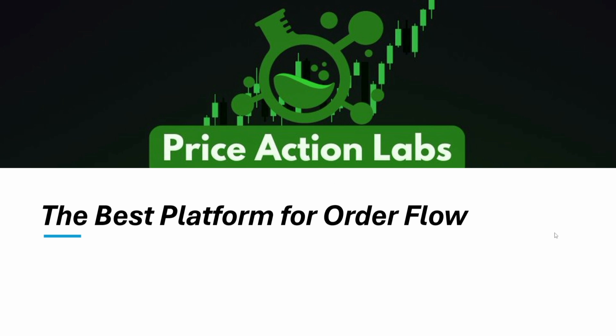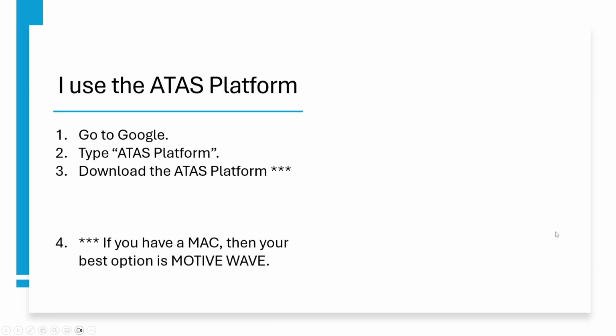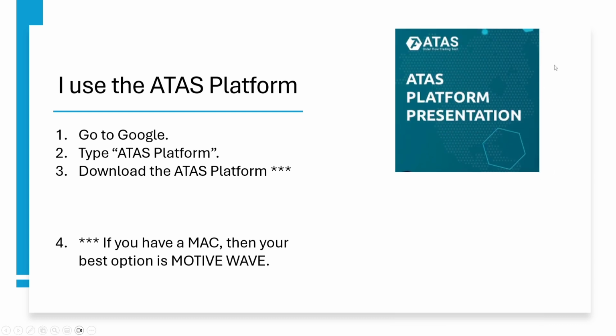So the best platform for order flow is, drum roll, the ATS platform, right? So the ATS platform is what I use. So this is the ATS platform. This is kind of what it looks like. This is the logo. It's kind of this hexagon shape kind of thing, right? So I use the ATS platform.